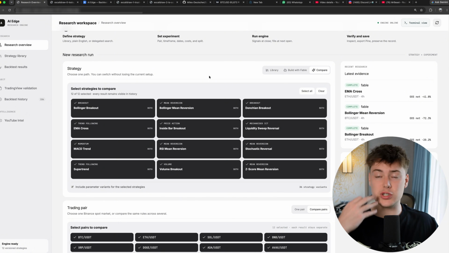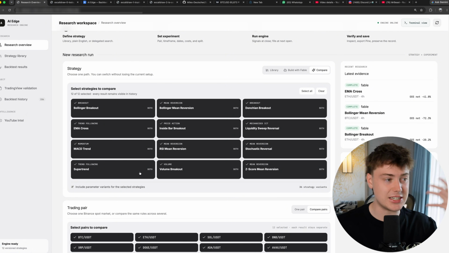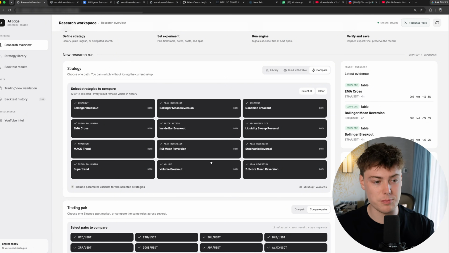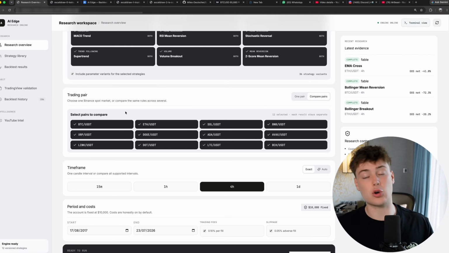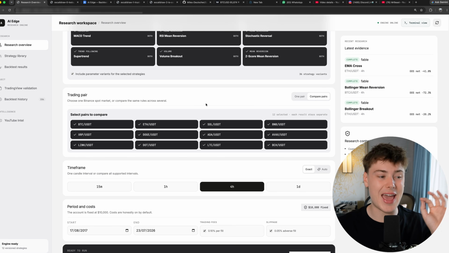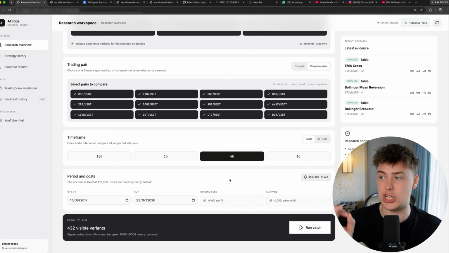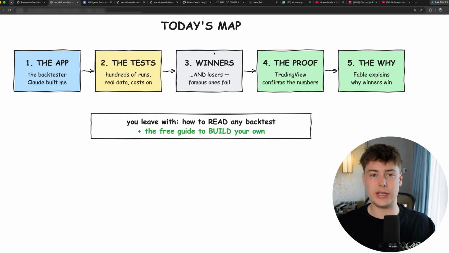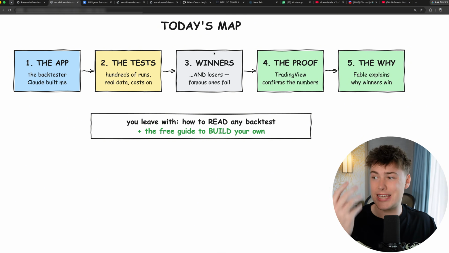I'm talking about the most famous strategies that all the top traders use, whether it's an EMA cross, MACD, SuperTrend, Bollinger breakout, volume breakout. We are going to put all of these top strategies head to head across multiple variants of different asset pairs, 432 to be exact, to find out what is the best strategy. Then after that test, we are going to take that strategy. I'm going to show you how to put it into TradingView to test live results.